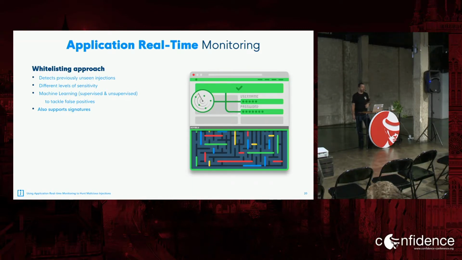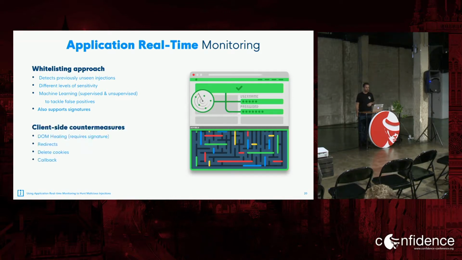We also use some machine learning techniques to filter out what seems to be non-malicious modifications of the page. To distinguish those from normal modifications, we need to have a certain training period on the website just to learn what it does normally. It also supports signatures, so you can specify what you're looking for, and that's used for certain countermeasures.